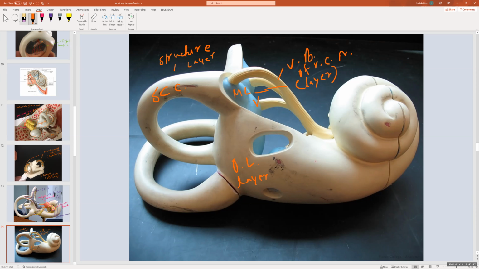Okay. So let's look at these openings here. What do we have here? We have these two structures. This is the oval window that we looked at before.